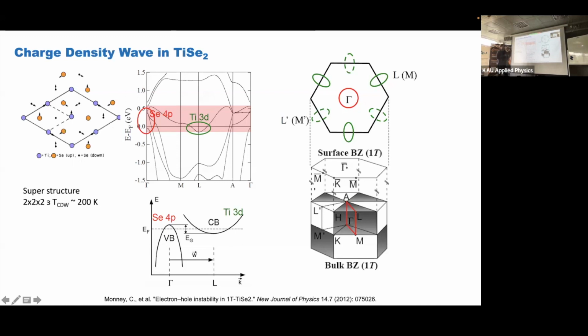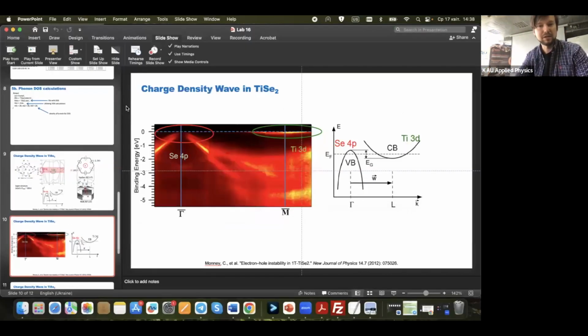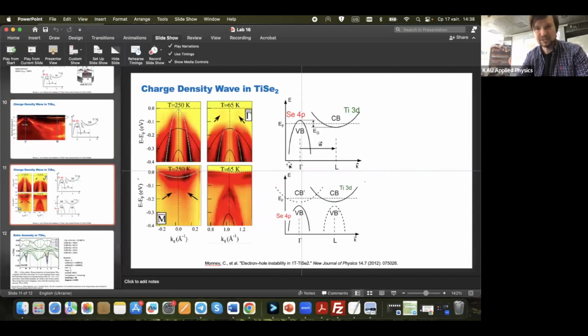And the band opens. It means that the conduction band goes onto the valence band, but they can't cross the bands. That's why a small gap opens. That's the mechanism of this charge density wave thing, and it is visible in experiment. You see, this is titanium 3d, and that's selenium 4p, and this goes here. So this band goes onto this band, and this goes down because they can't intercross. That's why something should happen to open the gap.